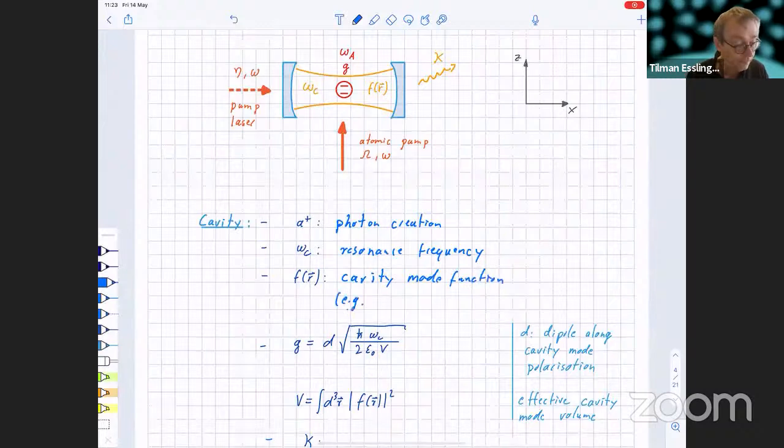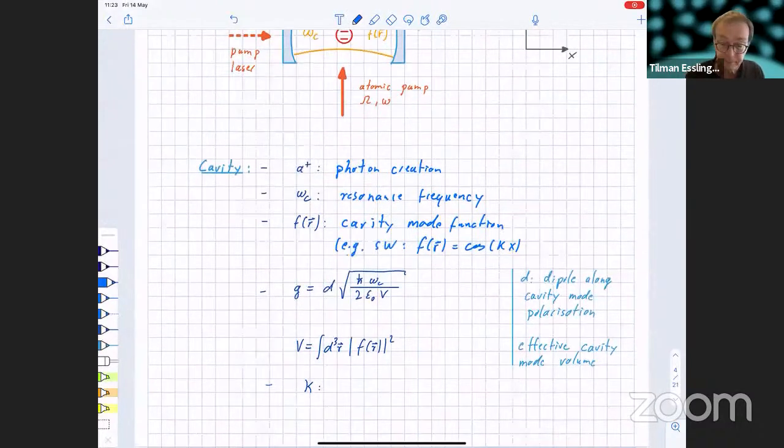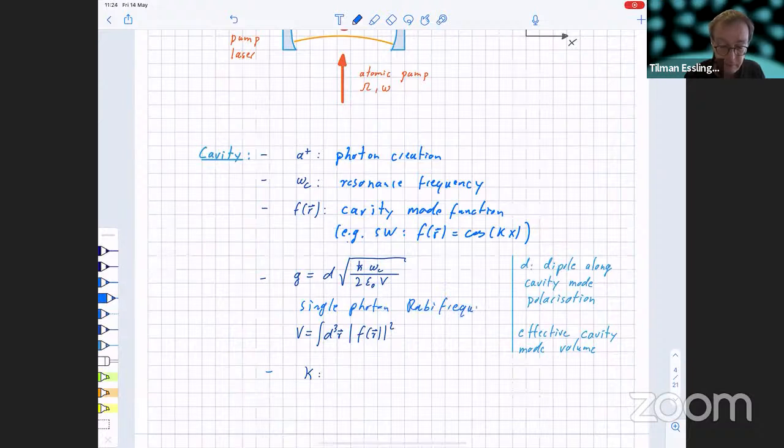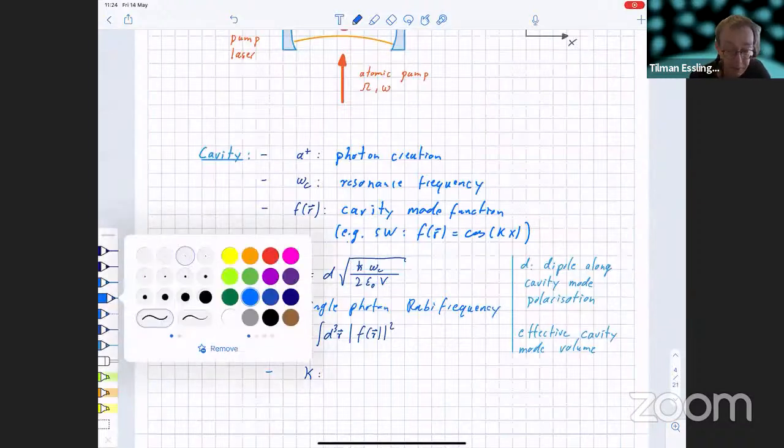E.g. for a standing wave, we have f of r equals cosine kx. Okay. And then we have G, that is the single photon Rabi frequency. And there we see that it depends, for example, on the mode volume. So the smaller the mode volume is, the stronger the coupling. And kappa is the cavity field decay rate.